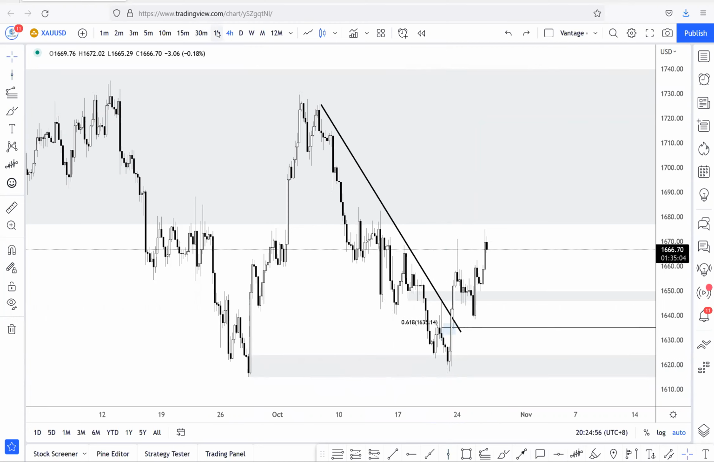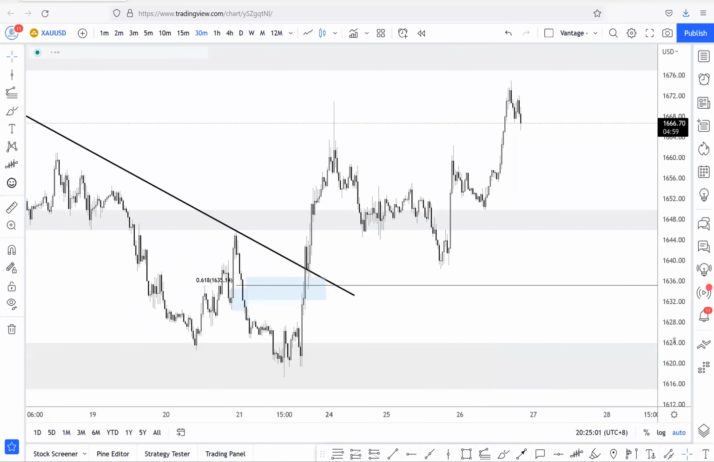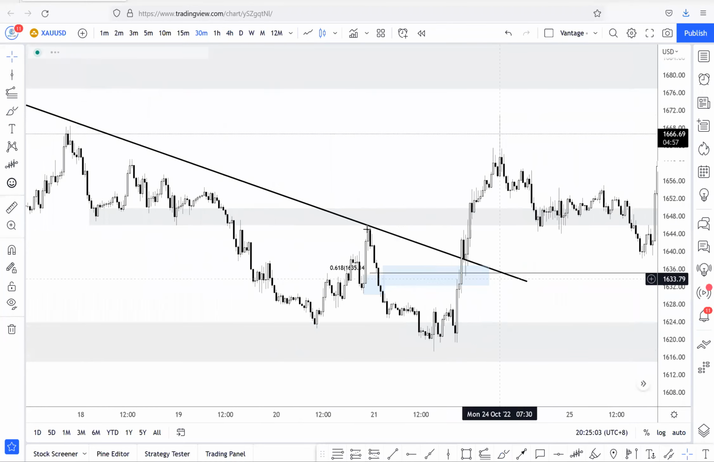So with this area, what we did is that we went down to the smaller time frame. It's the same thing. I believe this is the 30 minutes time frame. You can see that on the 30 minutes time frame, this is the last structure that we have.